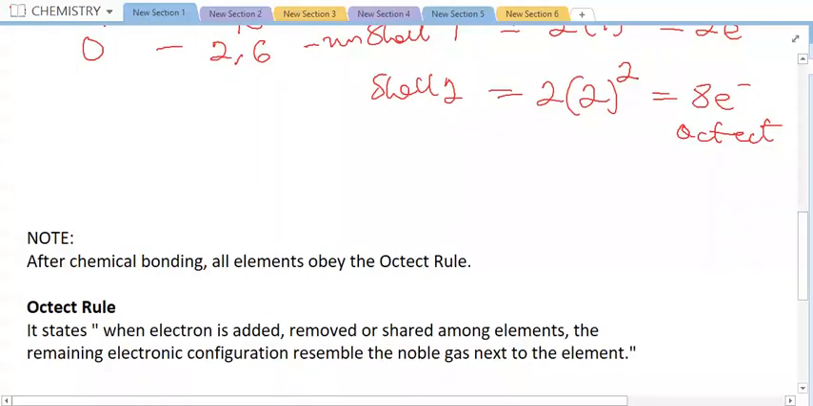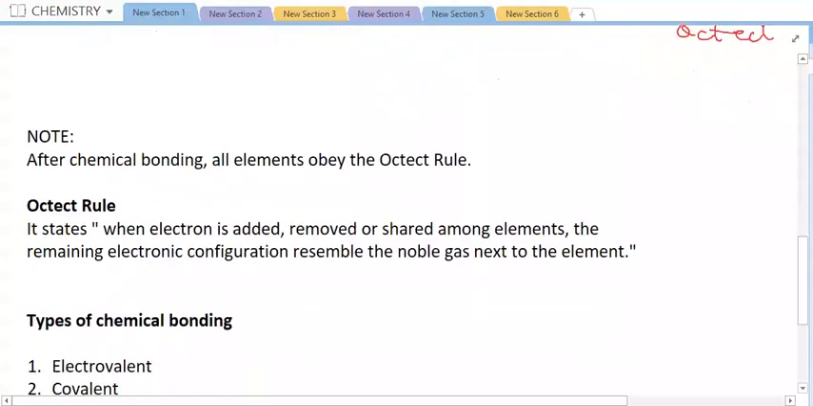Now look at this statement. Note, after chemical bonding, all elements obey the octet rule. You now ask, what is the octet rule? Now this is the octet rule. The octet rule states that when electrons are added, removed, or shared among elements, the remaining electronic configuration resembles the noble gas next to the element.